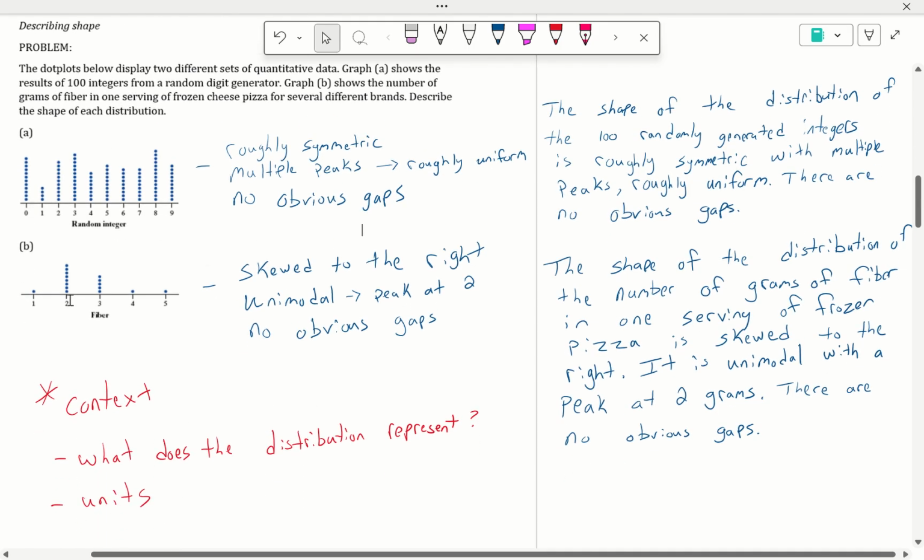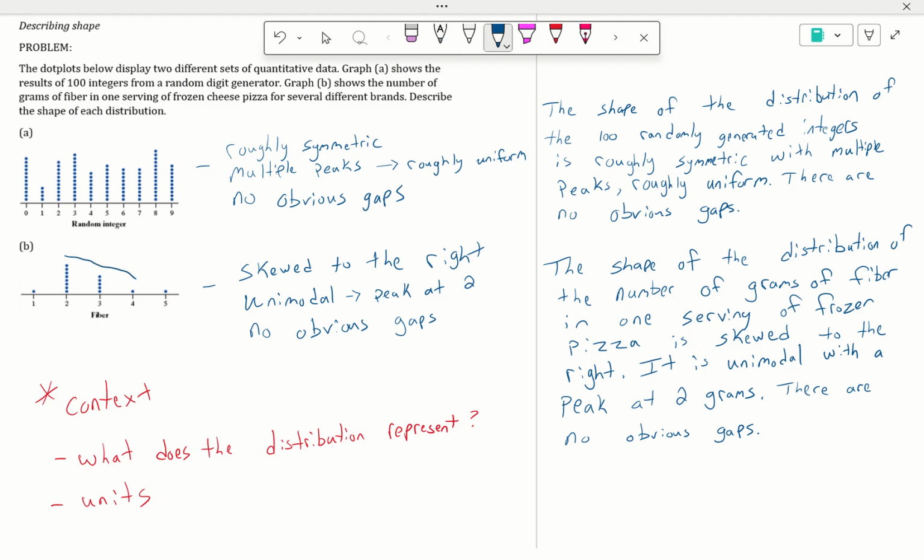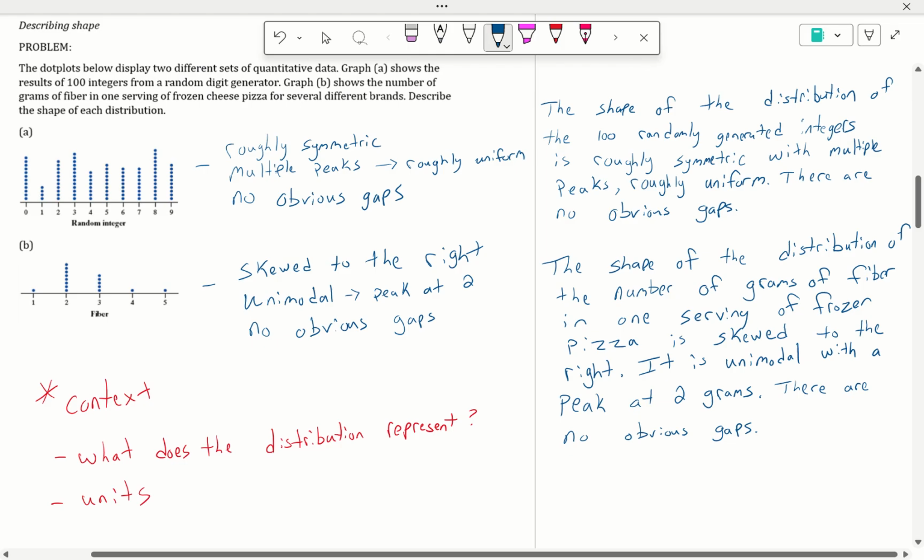Here in part B, this distribution has a longer tail off to the right. This is skewed to the right. Unimodal with a peak at 2. You could say it has one peak at 2. Again, we're talking about grams of fiber, I believe, right? Grams of fiber in one serving of frozen cheese pizza for several different brands.